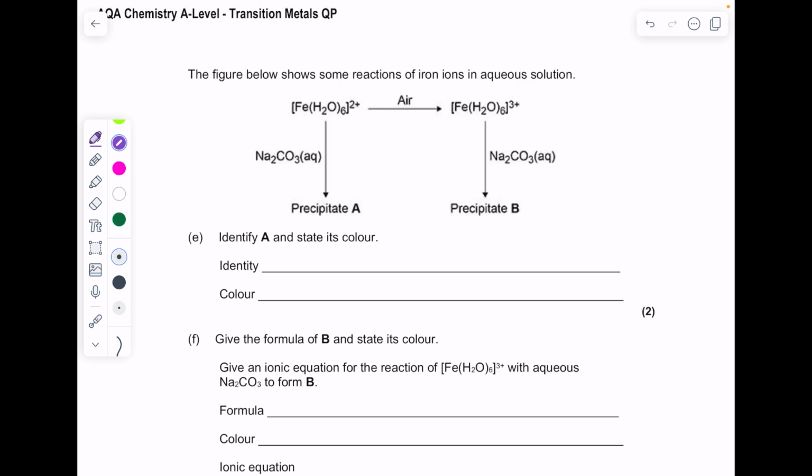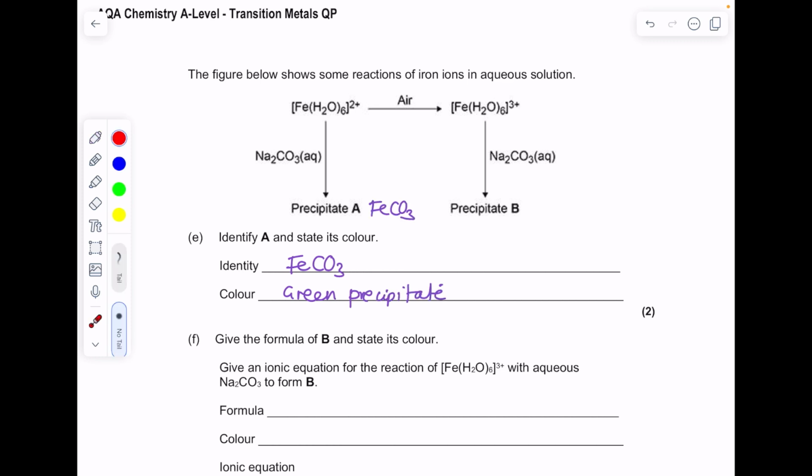The figure below shows some reactions of iron ions in aqueous solution. Identify A and state its colour. So because this is a 2 plus ion and we know that the ligands are neutral here for water, that means that's Fe2 plus. So remember, we just did this. If you react Fe2 plus with that sodium carbonate, it's going to produce iron carbonate, and that is a green precipitate.